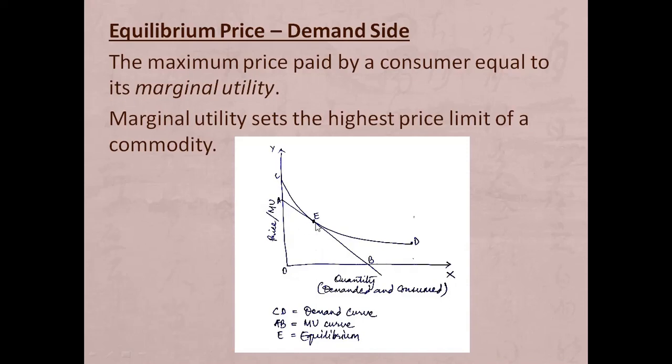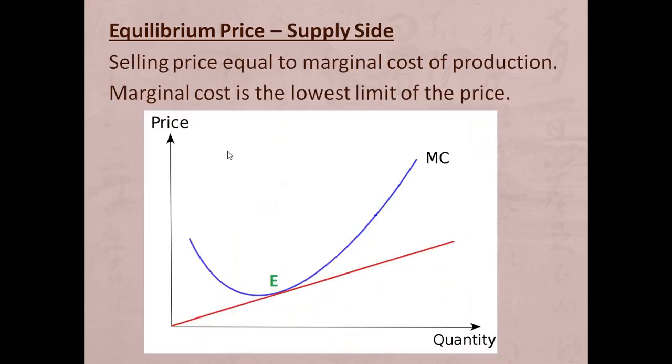Okay, so that will be your equilibrium price from the demand side. Now what is it from the supply side? Now from the supply side, it is the selling price, the minimum selling price, which equals the marginal cost of production.